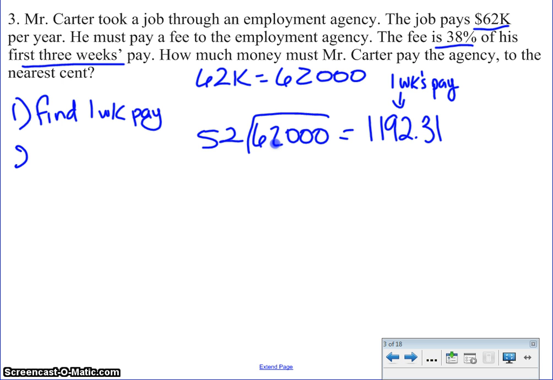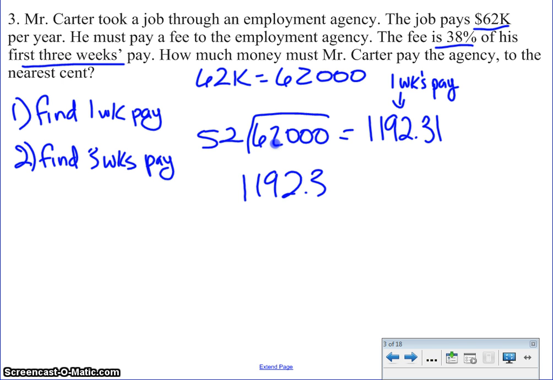Second step, I need to find 3 weeks' pay. Now that I have 1 week, I'm just going to take that value, $1,192.31, and multiply it by 3. When I do that, I get $3,576.92. Make sure that you are doing this in the calculator so that you're familiar with it.